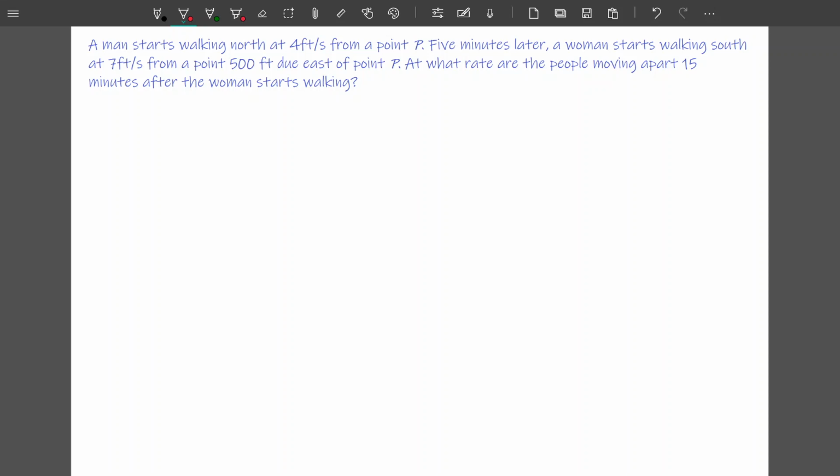I'm going to be working a quick calculus problem for you guys involving rates of change. So without further ado, let's read this problem and get into it.